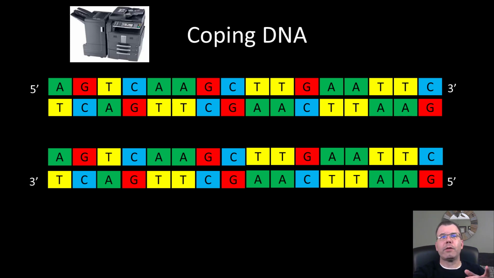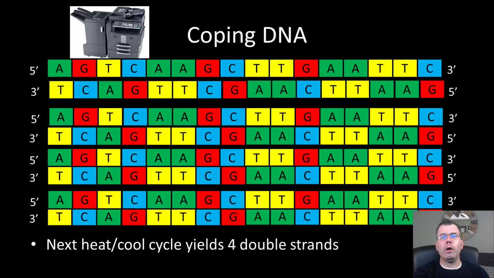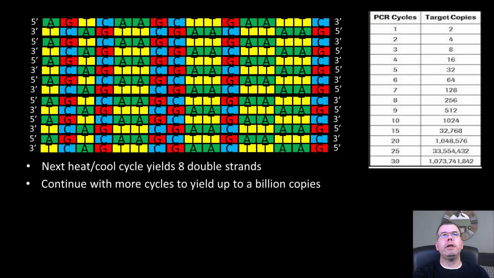If we repeat that cycle again, a heating and cooling, we now make 4. Then we can go back and do another heat, cool, make 8. And you can see as we continue on and do up to 30 cycles of PCR, we can make over 1 billion copies of DNA. Now, normally we stop at about 20 to 25 cycles because having 1 million pieces of DNA is probably enough. But if you really want to be sure, you can go up to 30 cycles and do it.